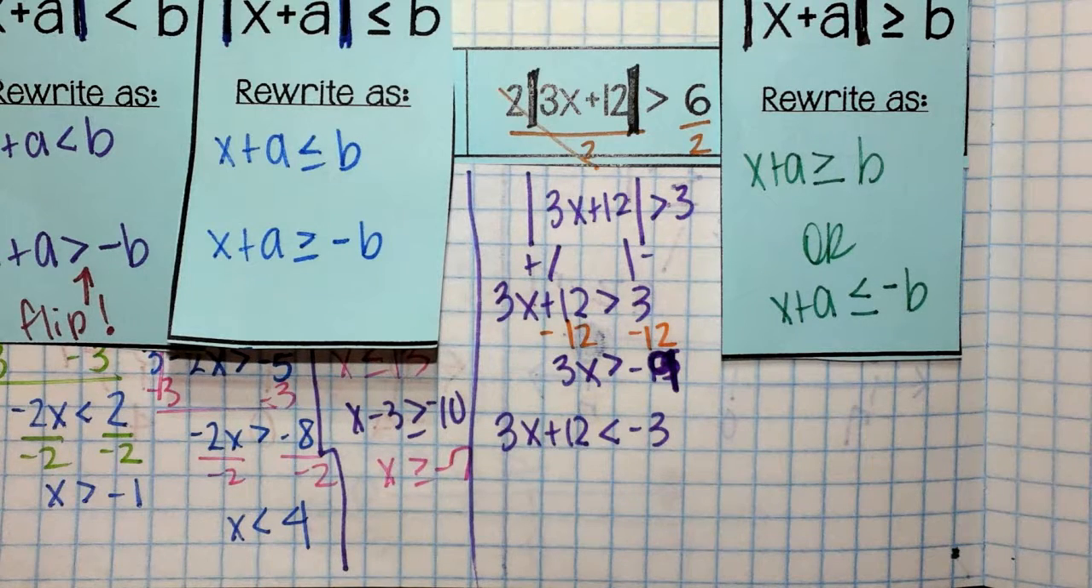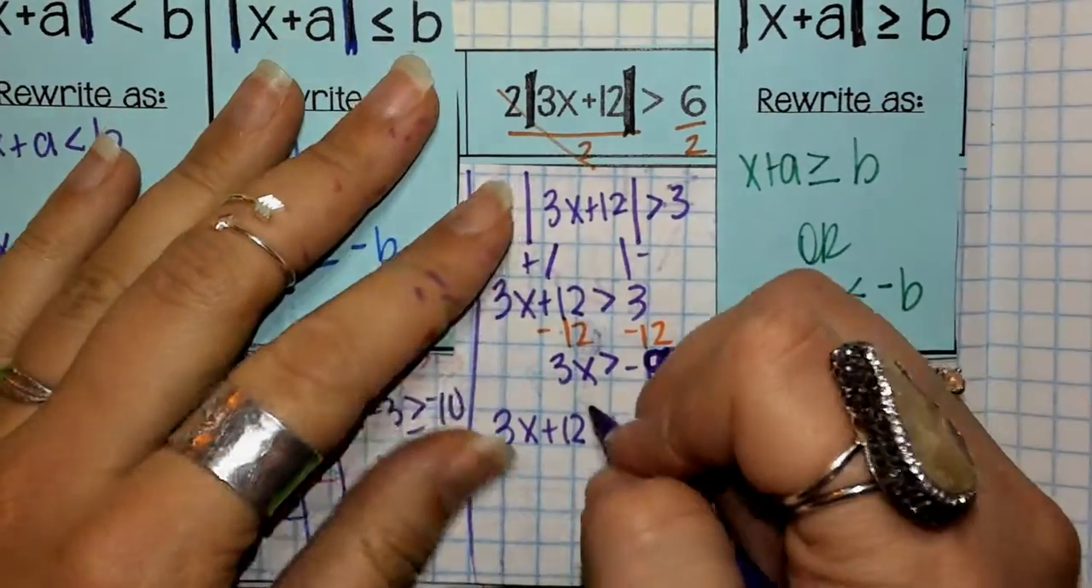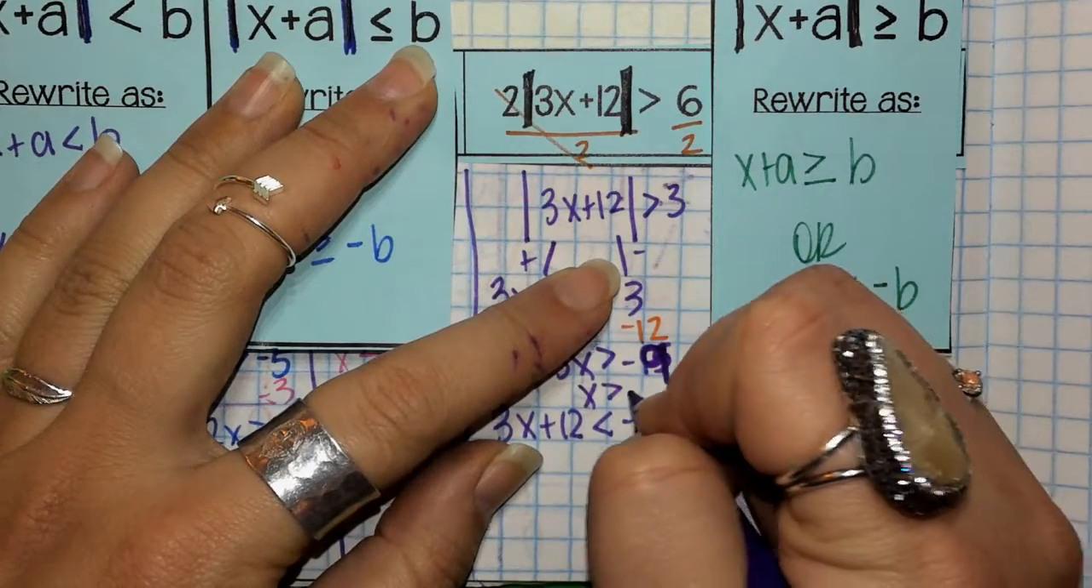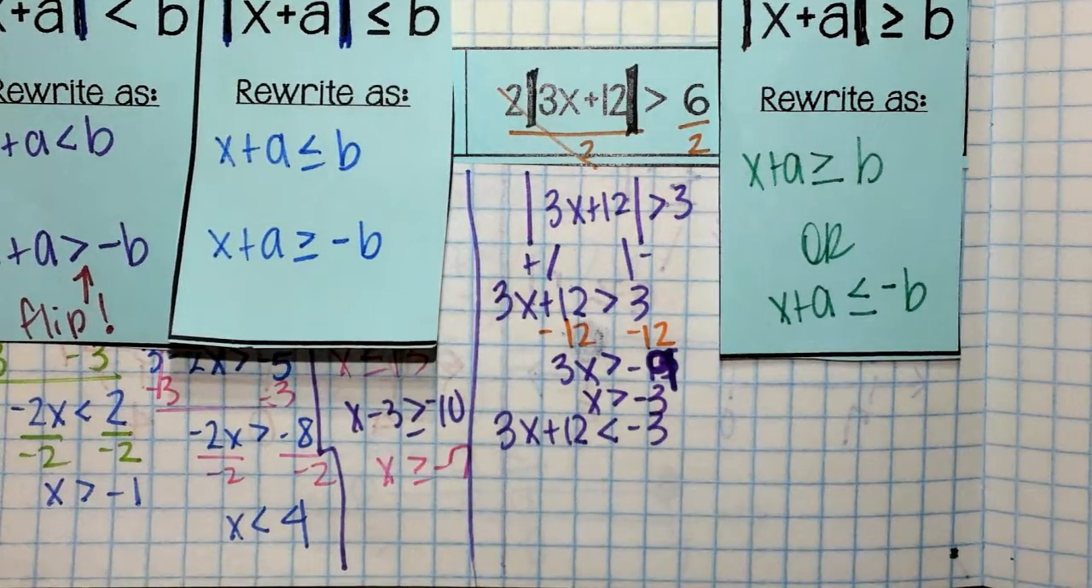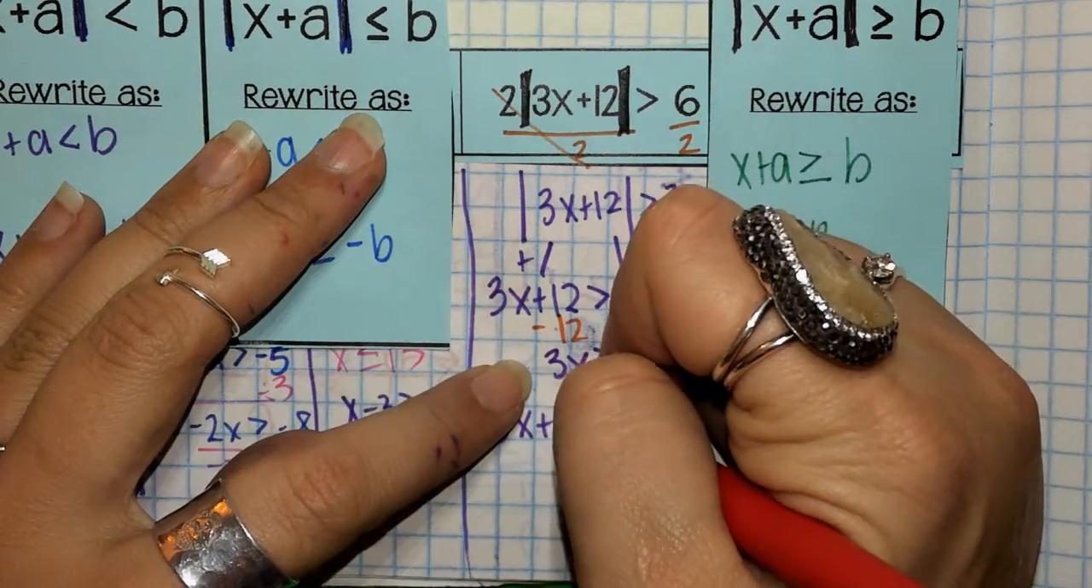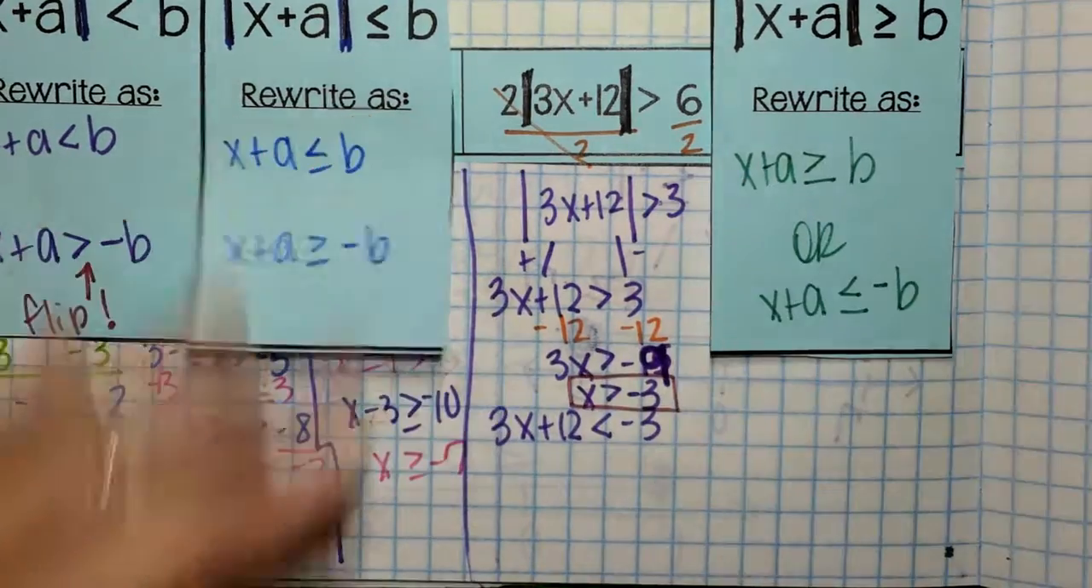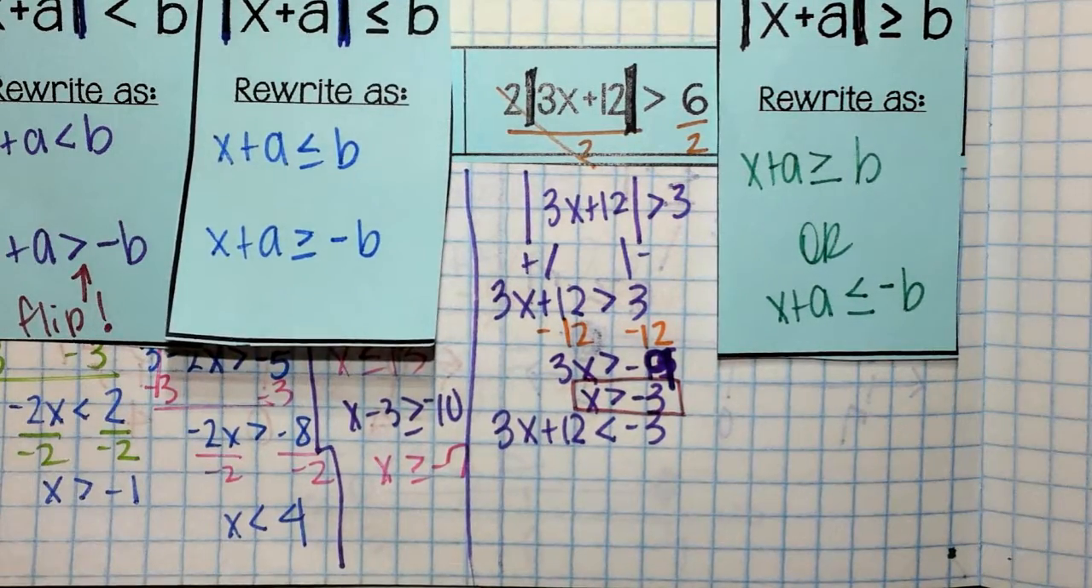All right, are we done with that problem, or do we need to do another step? What's the next step? Divide by what? 3. All right, so divide both sides by 3. Do we flip our sign? No. Why? Fantastic. Negative 9.